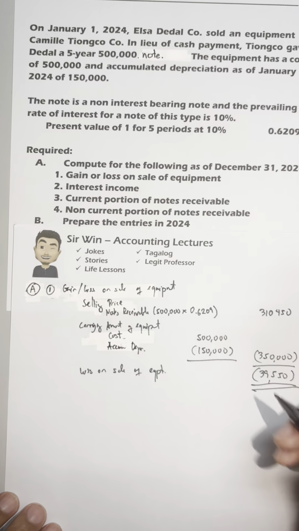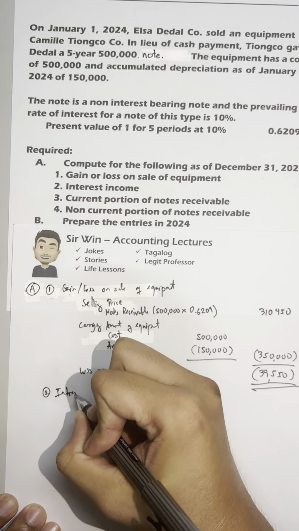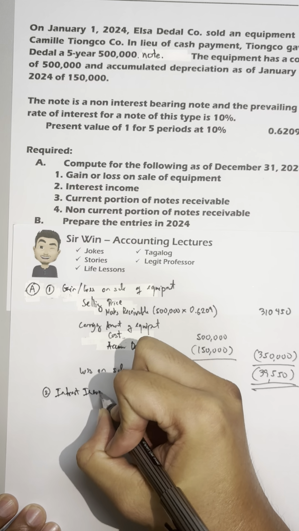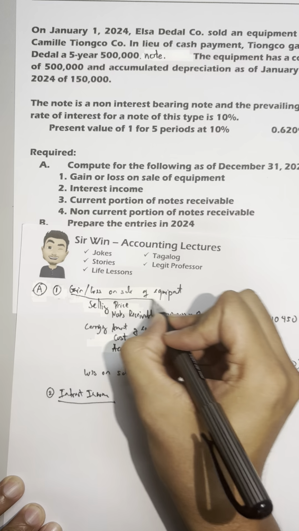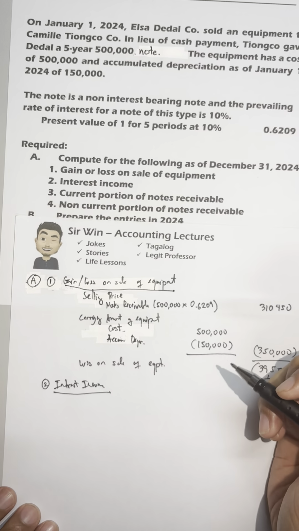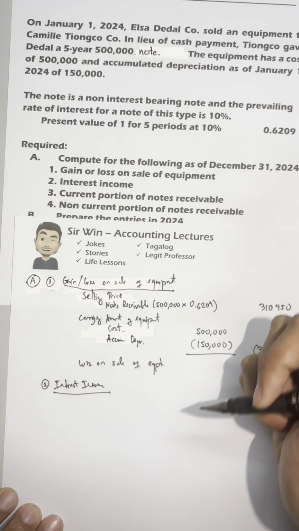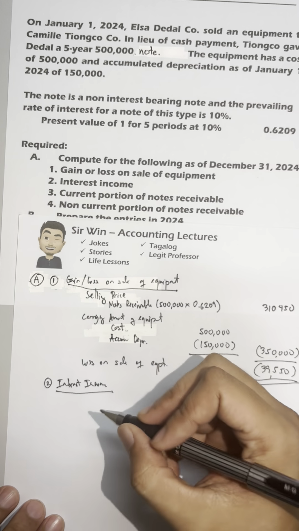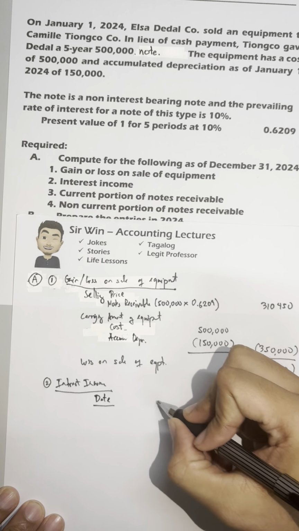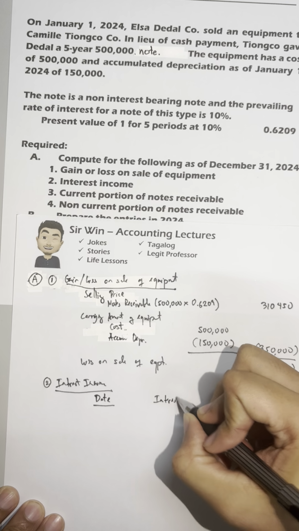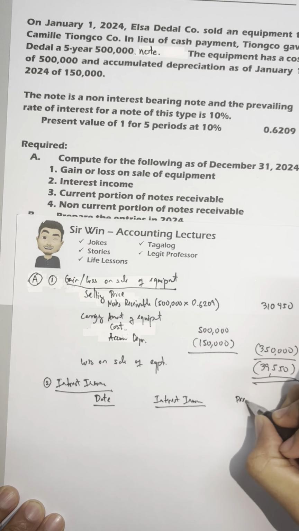Okay? Question number 2. We have to compute for the interest income. Eh di ba nga non-interest bearing siya? Paano nagkaroon ng interest income? Inuulit lang po natin. Eh kasi nga, okay, hindi pa pwedeng wala. We have to prepare amortization table in order to solve for that. Okay? So nagsimula ang amortization table niya, ganito yung format natin. We have the date, and then we have the interest income, and then we have the present value.